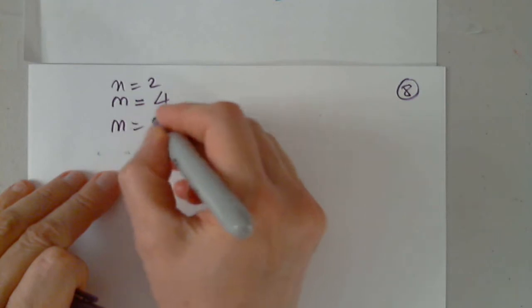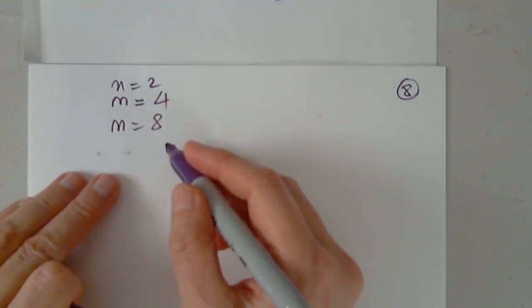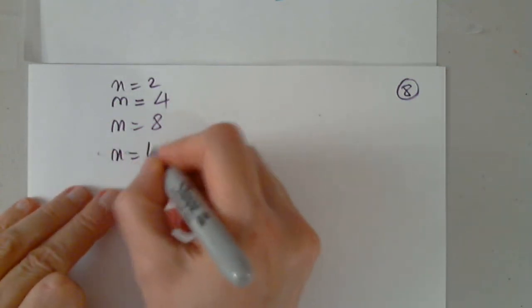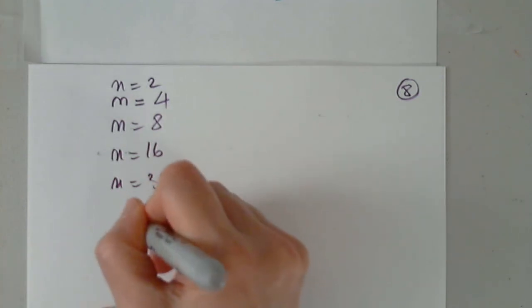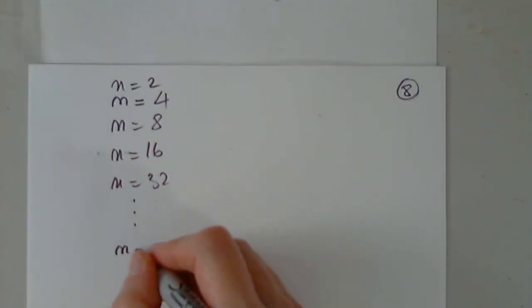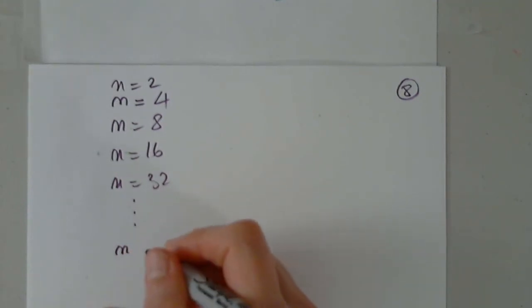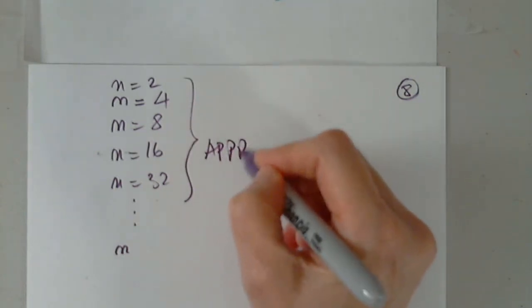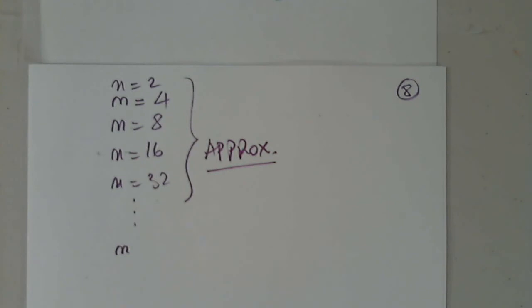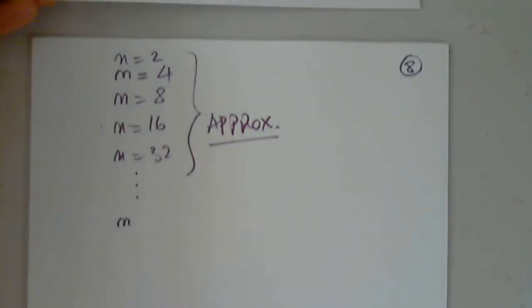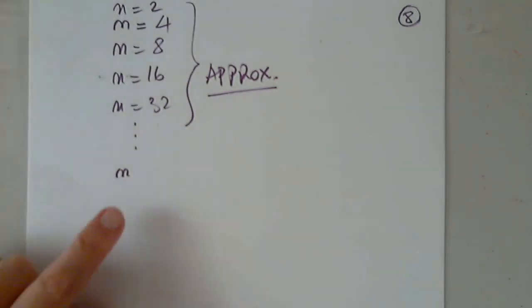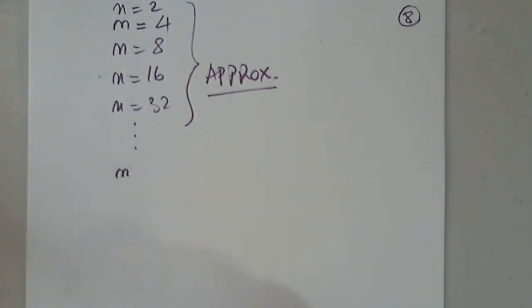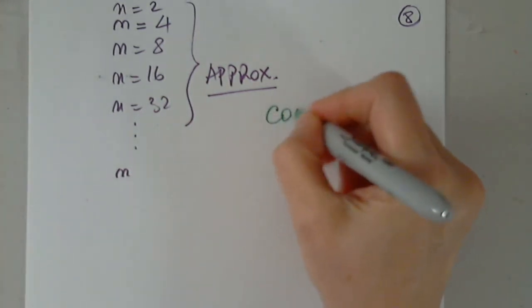Yes. What about 8? Will 8 be better? Yes. What about 16? What about 32? With all these, it's an approximation, for sure. But where would you say, if you use this, for sure you're going to get the exact area? Say it again. Infinity?